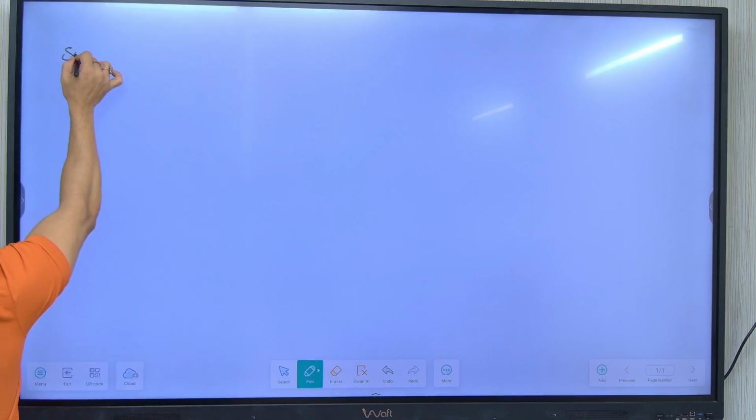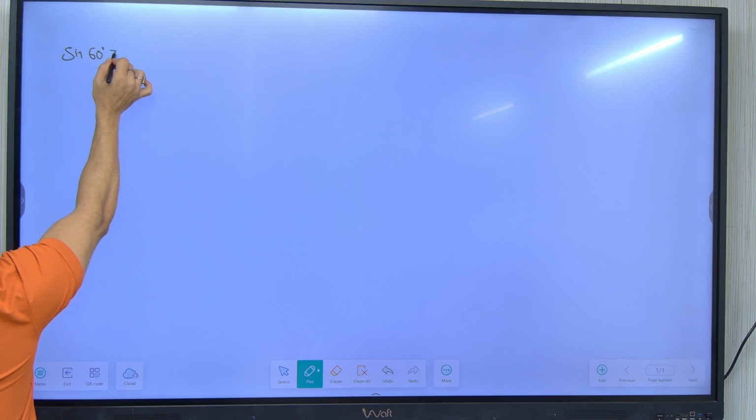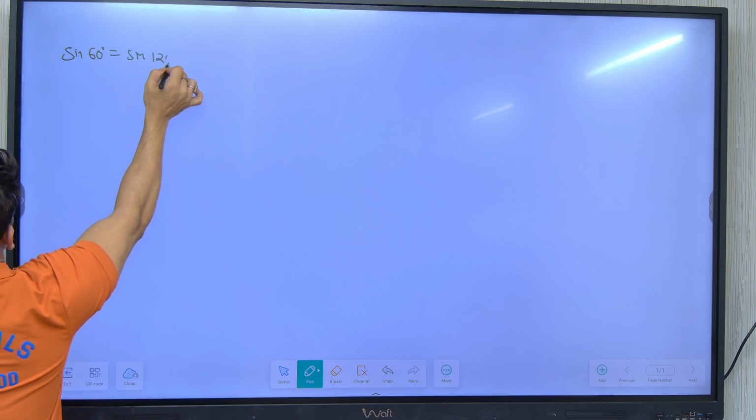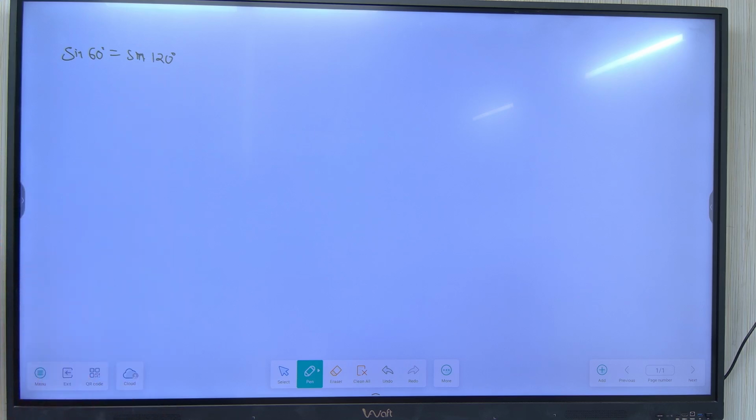I told you sine 60 degree is equal to sine 120 degree. To a 10th standard student, if you ask such a question, he will probably not be able to answer this question, right?